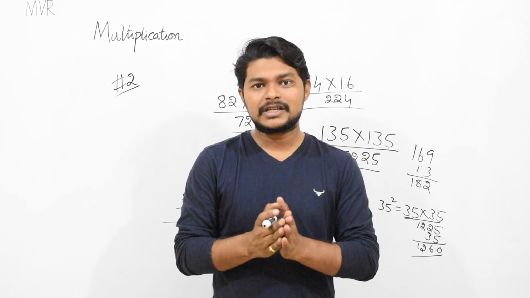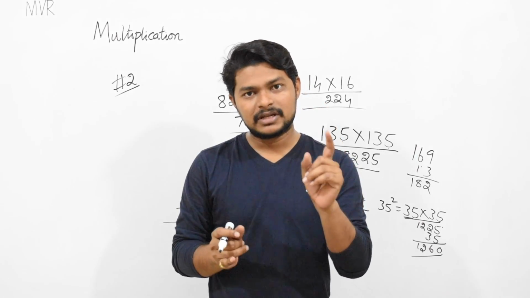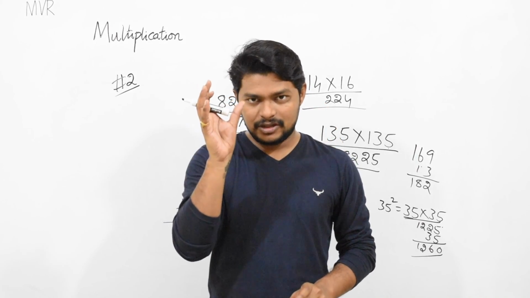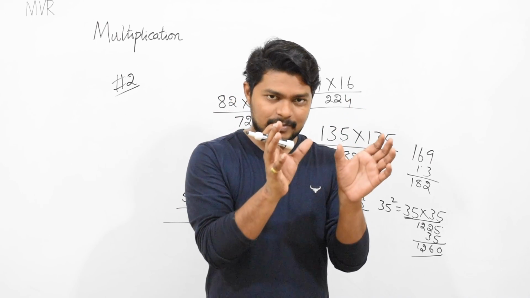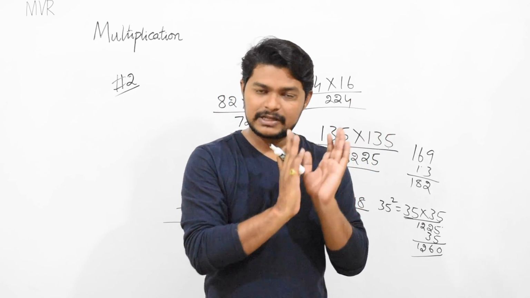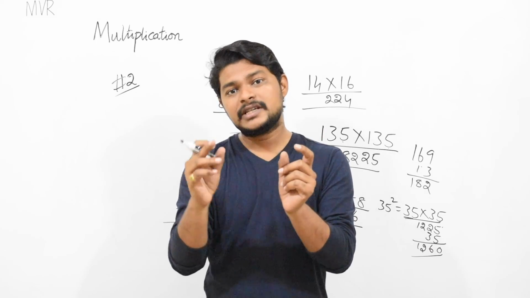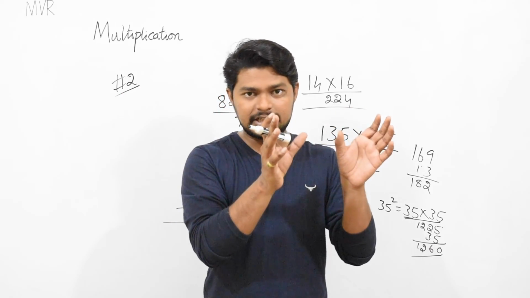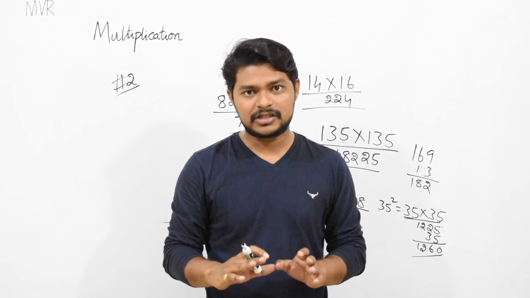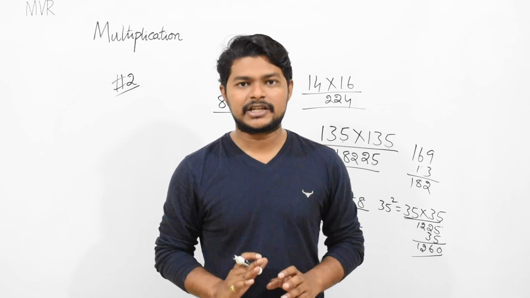So till now we have seen multiplication, two concepts. First concept is units place will be 5, tens place will be same, hundreds place will be same. Second concept is units place sum is equal to 10 and tens and hundreds place is same. This is the second concept. We will see remaining problems in the next video.